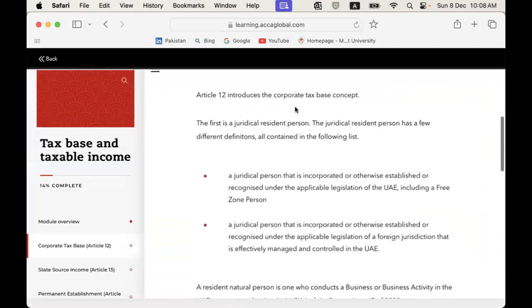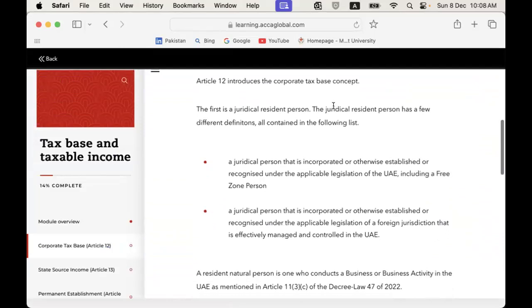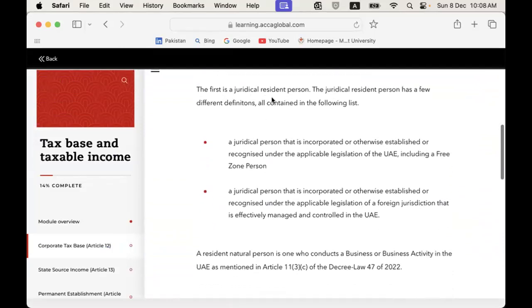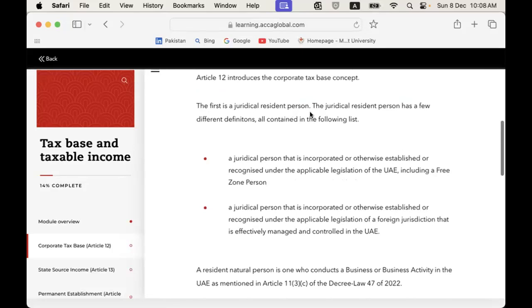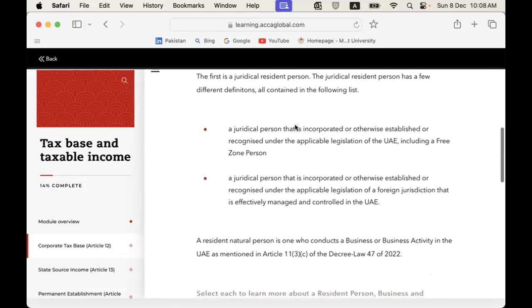Article 12 introduces the corporate tax base concept. The first is a juridical resident person. Actually, Article 11 was covered in the previous lecture, so that's why they started off directly with the tax base. The first is a juridical resident person. The juridical resident person has a few different definitions, all contained in the following list. Let us have a look.